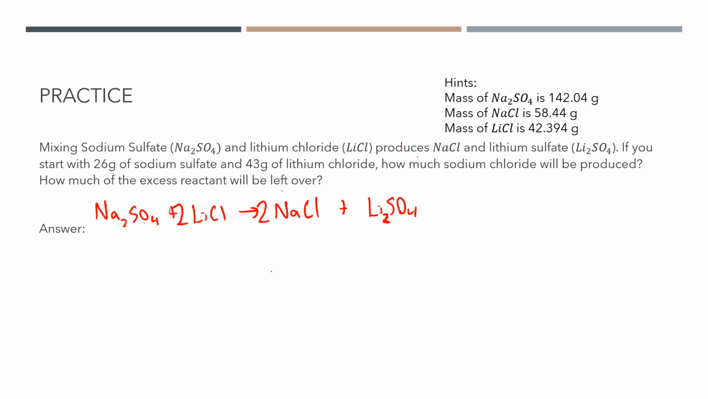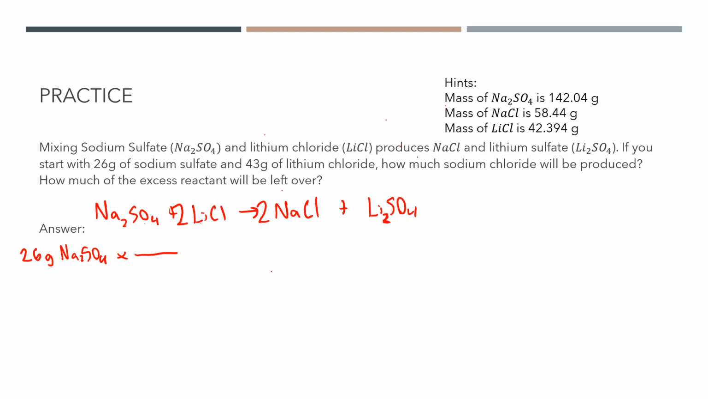Now we can go to some of our calculations. Let's act as if this is the limiting reactant and pretend that we have an excess amount of lithium chloride. Let's see how much sodium chloride will be produced. So we have 26 grams of sodium sulfate.